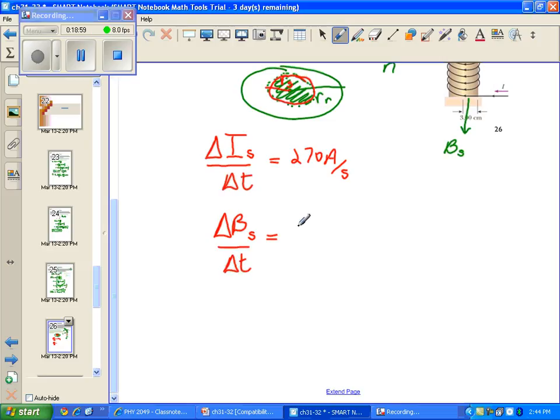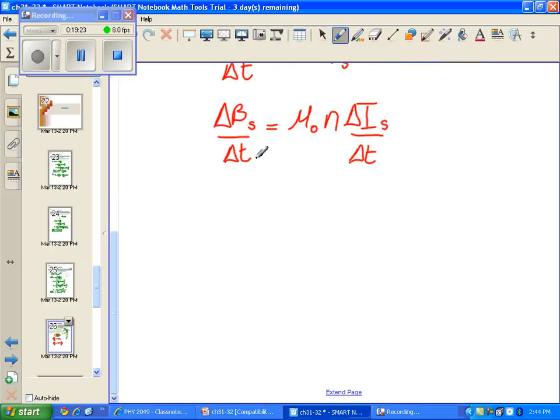We know from chapter 30 that the magnetic field through the solenoid is mu naught little n times I, but because I is changing, the changing magnetic field through the solenoid will be the changing current through the solenoid with respect to time. Well, now that we have an expression for how the magnetic field of the solenoid changes in time, let's look at the changing magnetic flux through the ring.